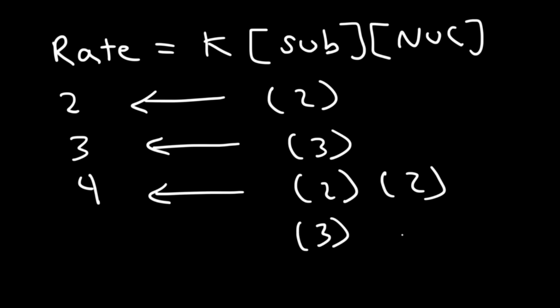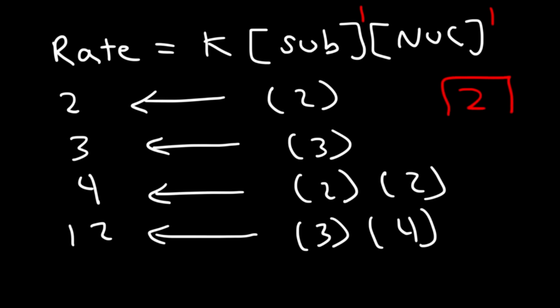If we triple the concentration of the substrate and quadruple the concentration of the nucleophile, the rate will increase by a factor of 12. So it's first order in the substrate, first order in the nucleophile. Overall, the rate is second order if you add 1 and 1, which gives you 2.